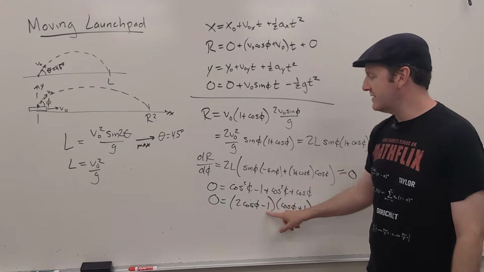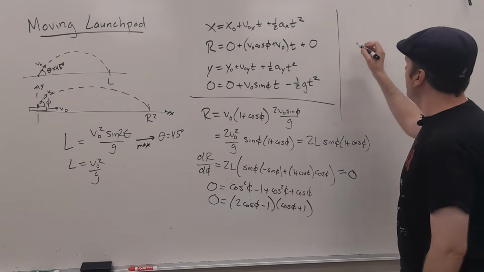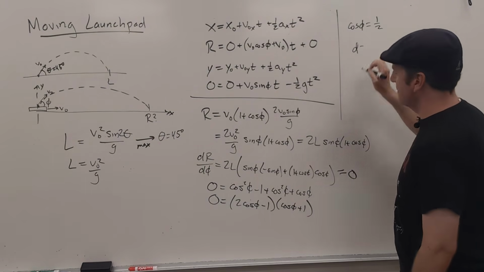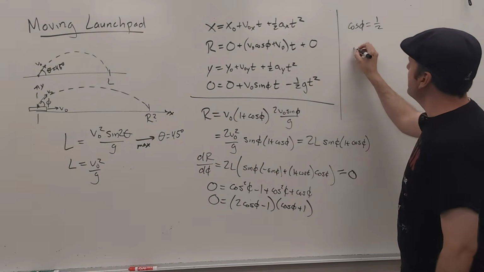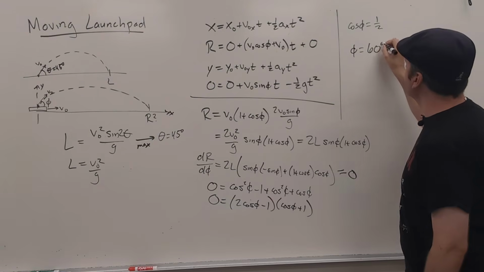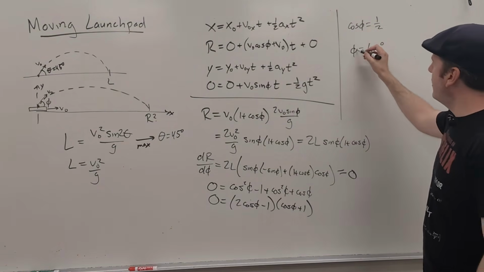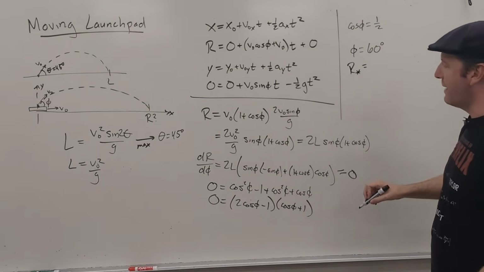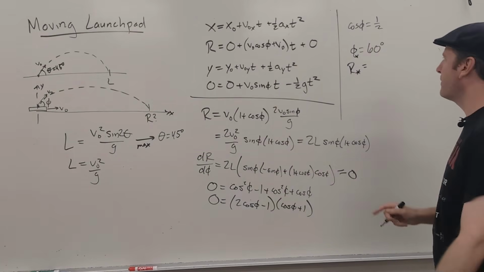What I am interested in is this term being a 0, which means that cosine phi is a half, or phi, it looks like a D. Let's make that a proper phi. A phi of 60 degrees would be the launch angle. If I want to take that now and plug it back into my R, maybe I'll call it R star or something for maximum. Maybe I'll call this phi star for maximum phi.